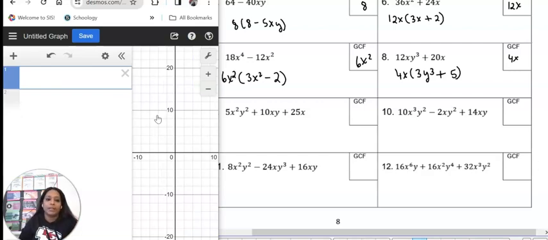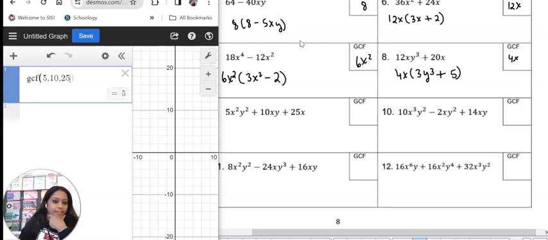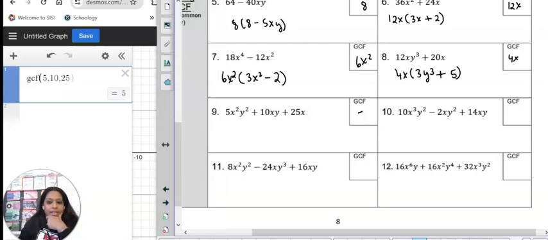So the number part, I'm going to do it in Desmos, GCF, and I believe you can put 3 numbers, or maybe you could put 5. So 5, 10, and 25. So 5 goes into all of them. And then look at the variables. So there's an x in all of them, and I cannot take out the y's because this term doesn't have the y, so I have to leave that in there. So that's it.